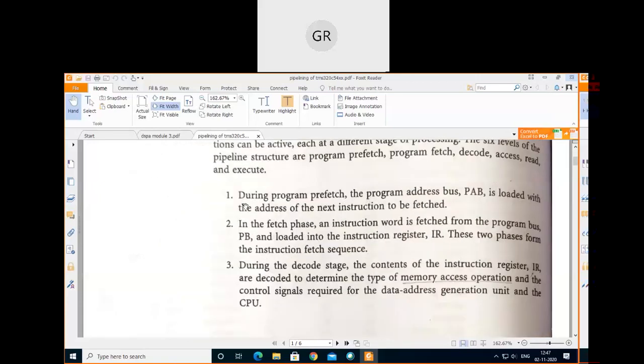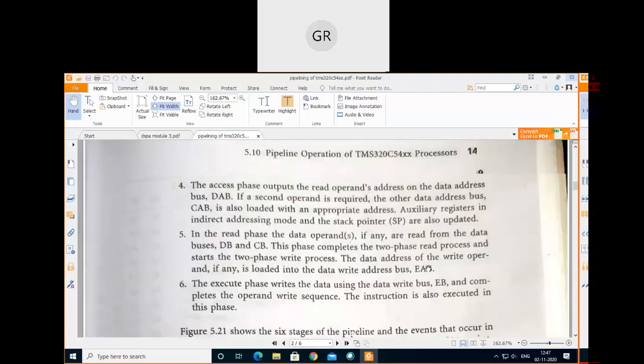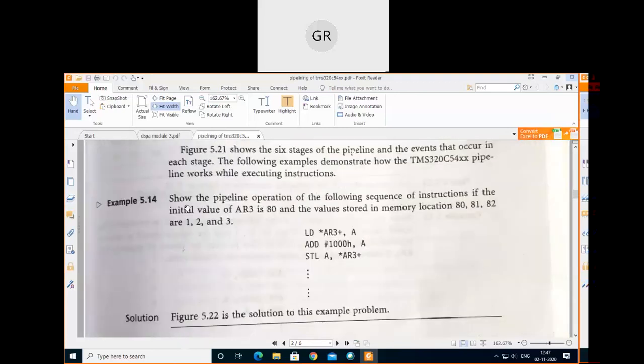Then this is the explanation. Okay, please go through this. It's very important. Now here we discuss one example. Show the pipeline operation of the following sequence of instructions if the initial value of AR3 is 80 and the values stored in memory locations 80, 81, 82 are 1, 2 and 3.